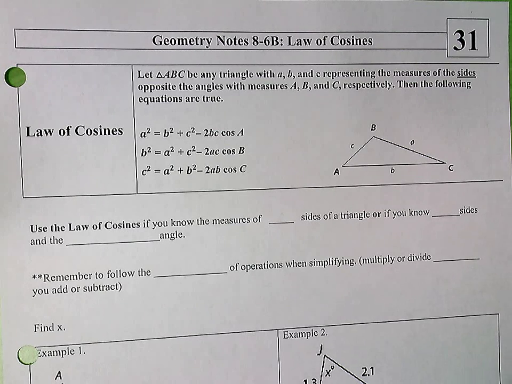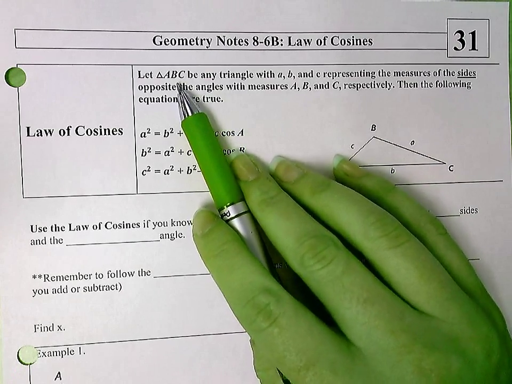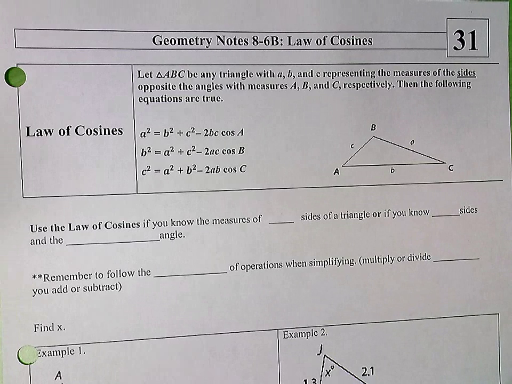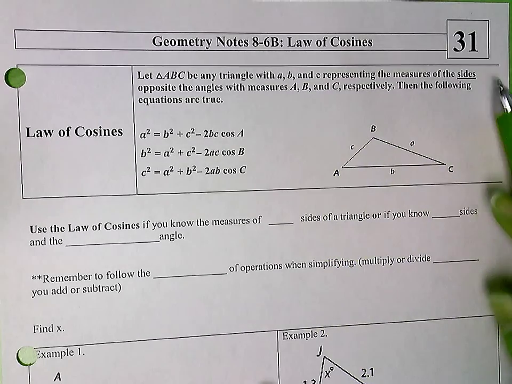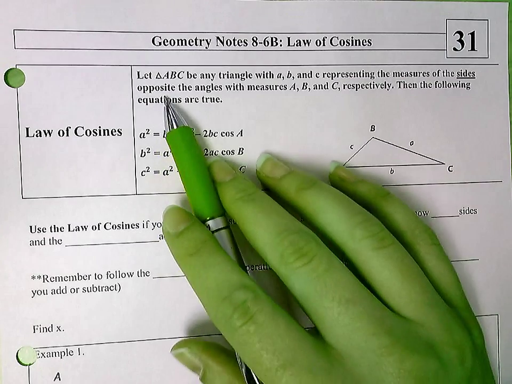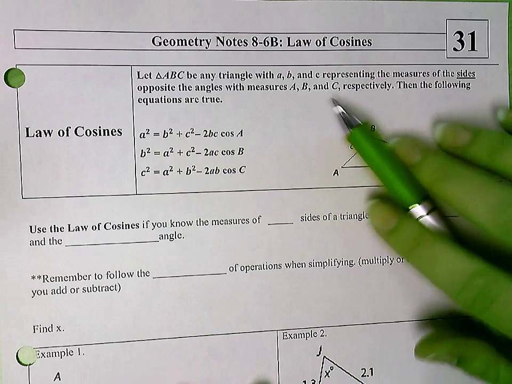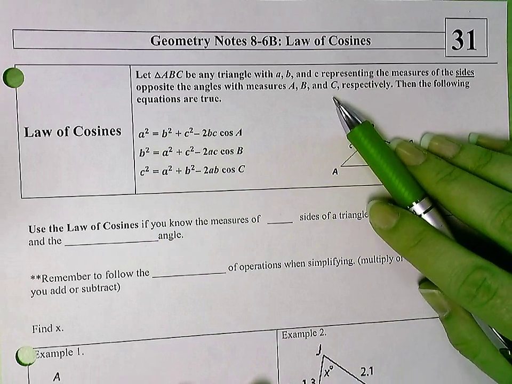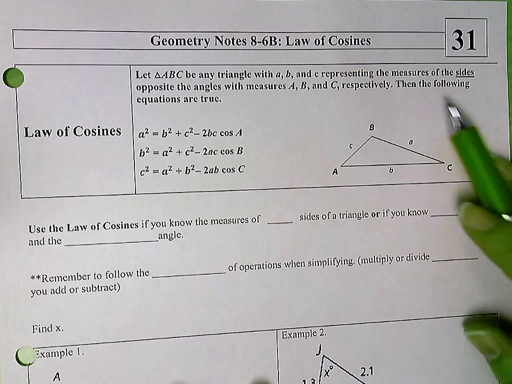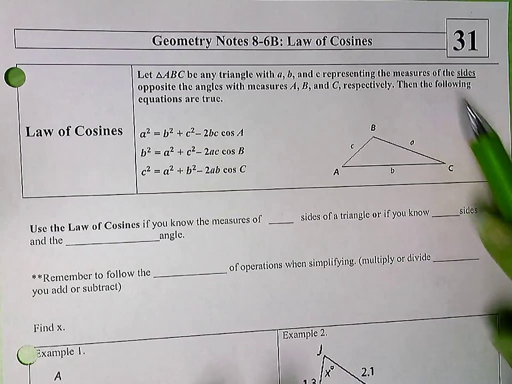So let triangle ABC be any triangle. Okay, so it can be acute, obtuse, stuff like that. It doesn't have to be a right triangle. With a, b, and c representing the sides. So those lowercase letters are the sides of the triangle, opposite the angles with measures A, B, and C. Capitals represent the angles, lowercase sides. Then the following equations are true.